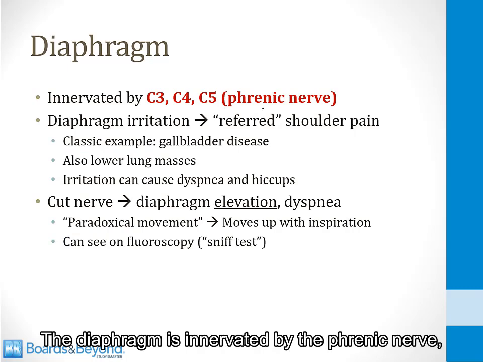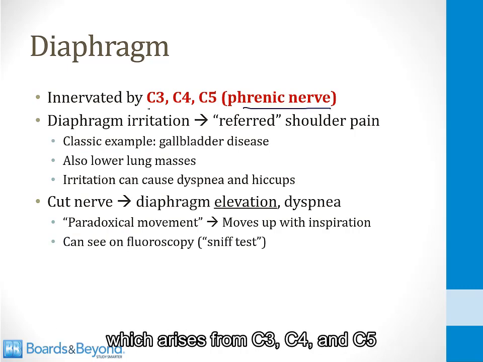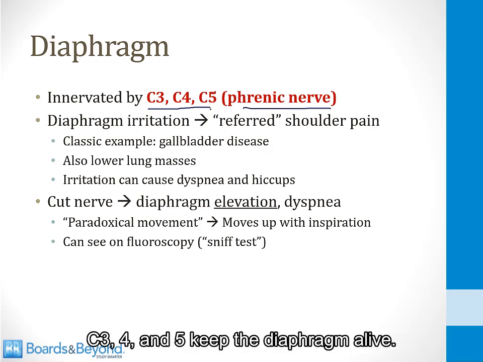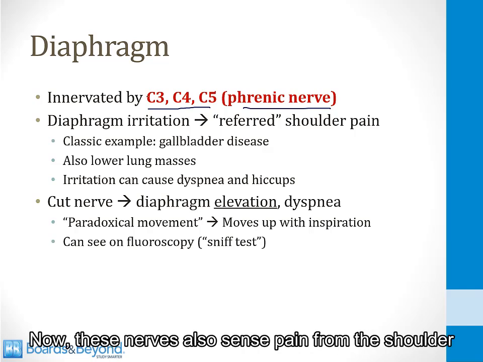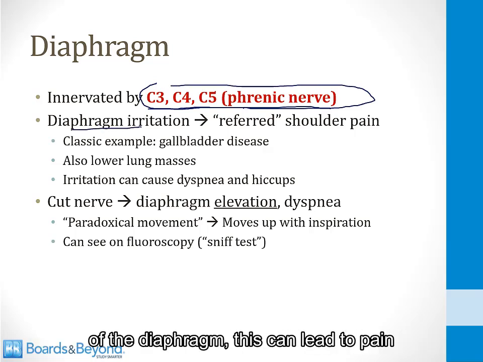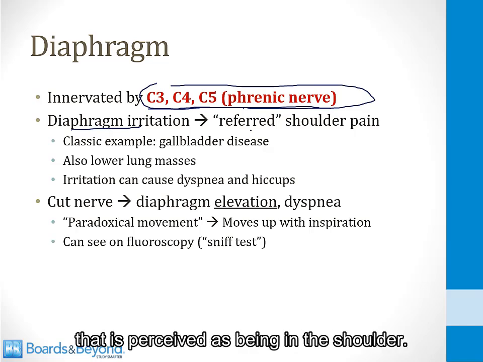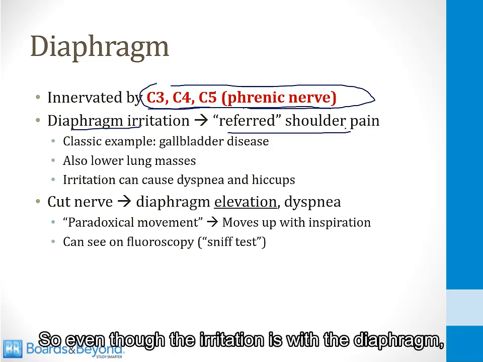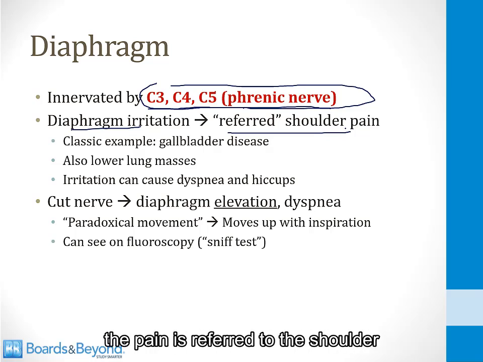The diaphragm is innervated by the phrenic nerve, which arises from C3, C4, and C5, and many people remember the mnemonic C3, 4, and 5 keep the diaphragm alive. Now, these nerves also sense pain from the shoulder, and what this means is that if there is irritation of the diaphragm, this can lead to pain that is perceived as being in the shoulder. This is called referred pain. So even though the irritation is with the diaphragm, the pain is referred to the shoulder.